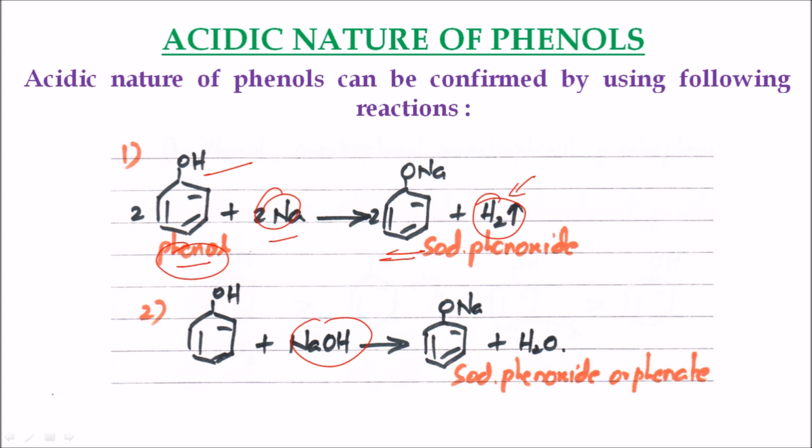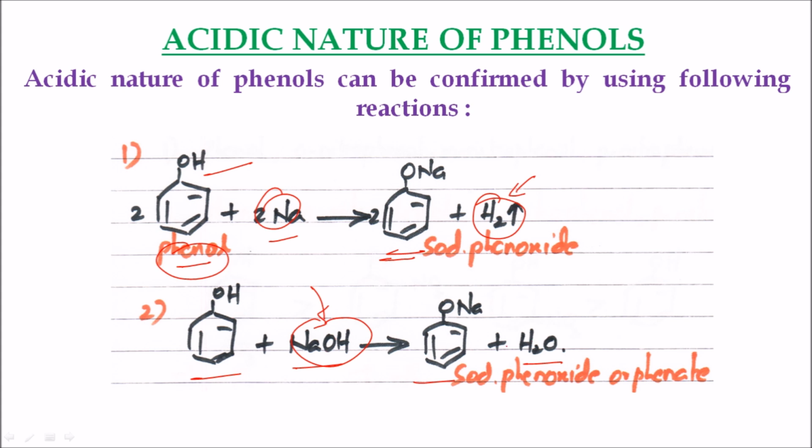Let us take the second reaction now. If we take phenol upon reaction with a base, sodium hydroxide, it forms sodium phenoxide or sodium phenate. Along with that we get water. This is also a simple reaction. It is an acid base reaction, which results in formation of salt and water. So we are taking the reaction with the base sodium hydroxide, and we are getting salt and water.